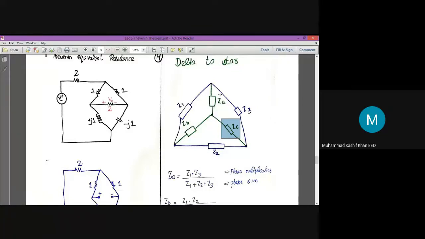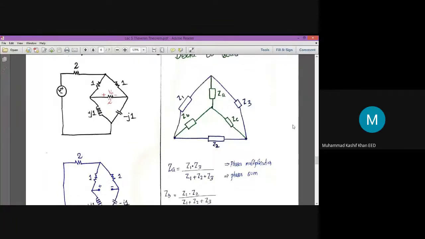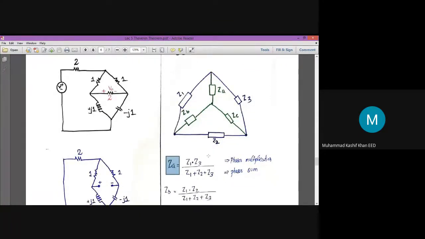To find out the value of ZA, you will consider the corner side of ZA, not the common side, the corner side of ZA. The corner side of ZA is connected with Z1 and Z3. It is directly connected with Z1 and Z3. So to find out the value of ZA, you will take phasor multiplication of Z1 and Z3, and you will divide it with the phasor sum of all the impedances of the delta network. This is how you can find out the value of ZA.